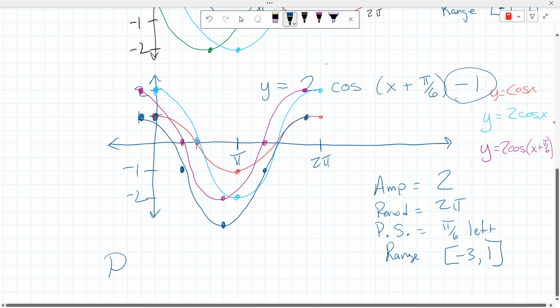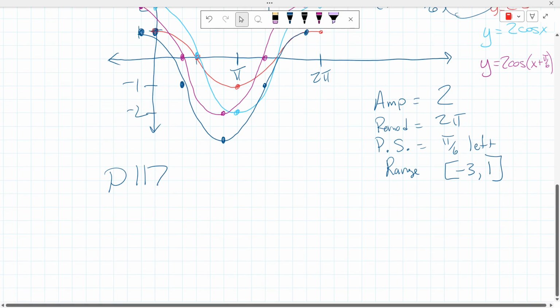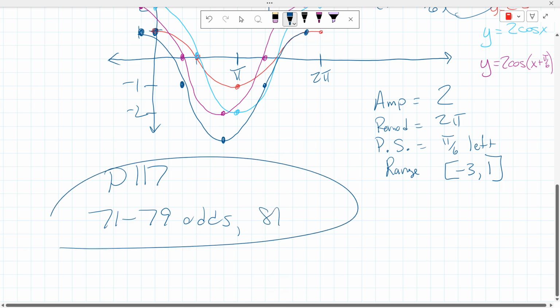So on page number 117, we're doing 71 through 79, the odds, and then 81.